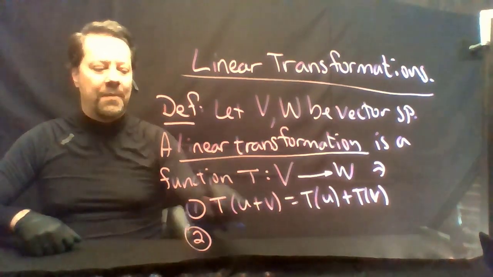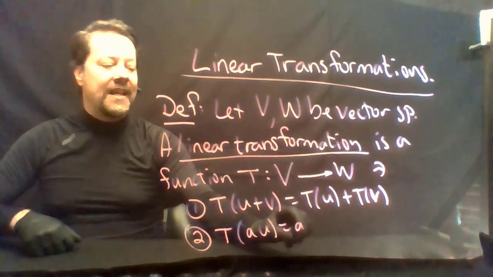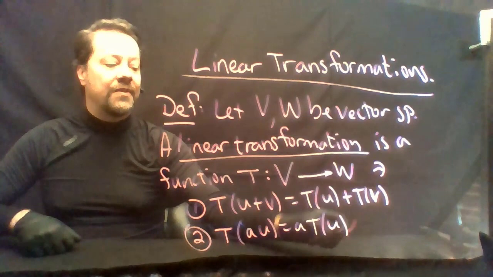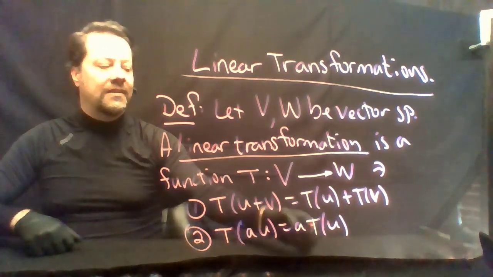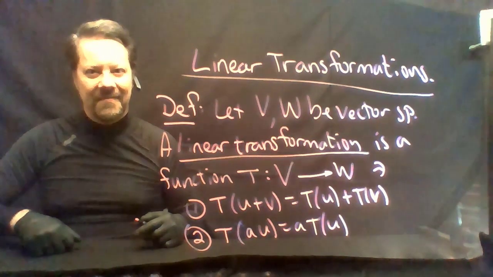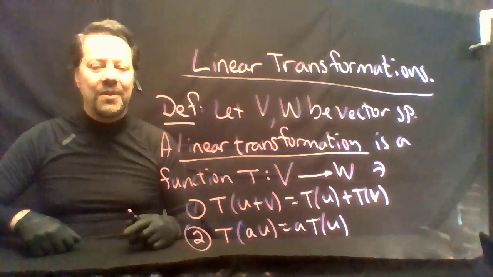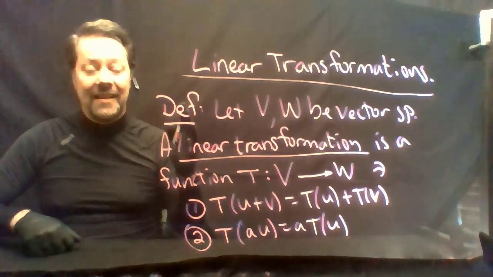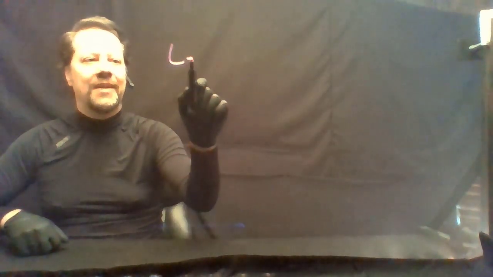But there's one more property. T of a times u is a times T of u. So constant scalar factors of u can factor out of a linear transformation. Now, these seem like very simple functions, but you're going to see that there are very many important applications for linear transformations. To show you just how serious we are about this concept of linear transformation, I want to give you an example.